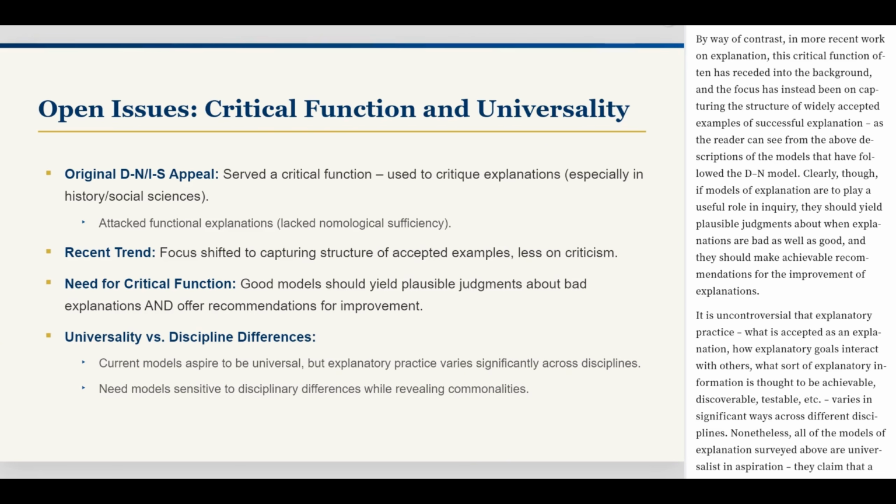All the models we've discussed aim to be one-size-fits-all, applicable from physics to history. But we know that explanatory practice differs wildly. Biologists often talk about discovering mechanisms, while physicists chase laws. Shouldn't our models reflect this diversity, revealing both common threads and disciplinary distinctions? Perhaps we need theories that are more sensitive to these differences.